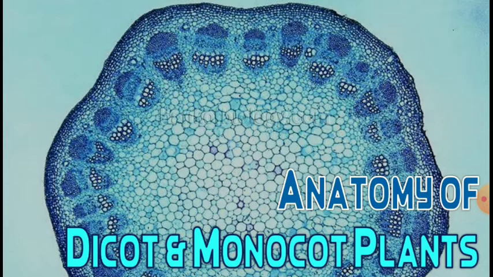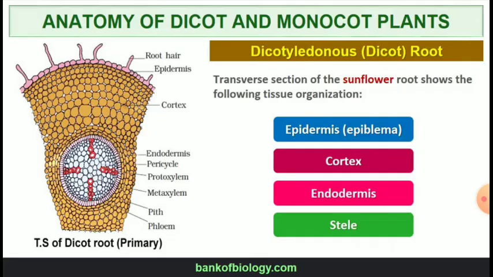Today, taking the knowledge of all the last videos, we are going to study the anatomy of the dicot and monocot plants. We will study the transverse sections of the plants, that is the root, stem and leaves. Here, first, let us study the dicot root, or the dicotyledon root.